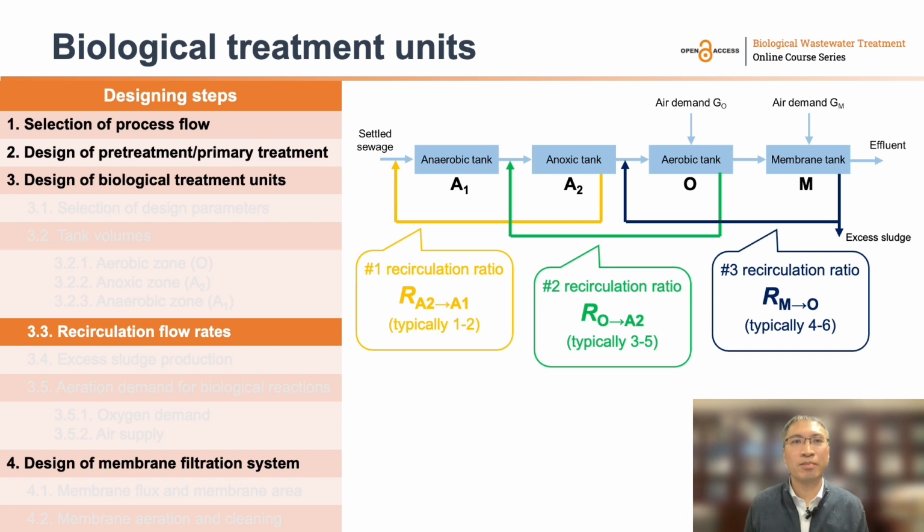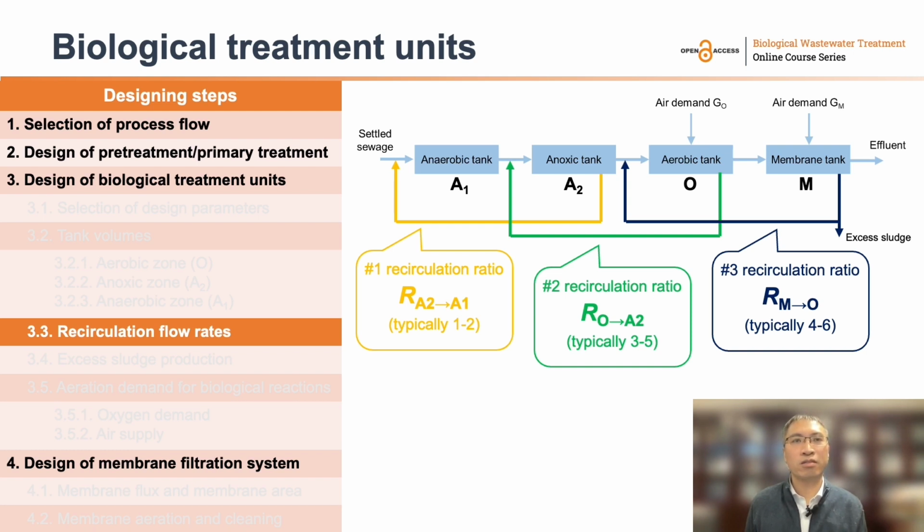Thirdly, the mixed liquor in the membrane tank needs to be recirculated to the aerobic tank to avoid overconcentration of solids in the membrane tank. The recirculation ratio is recommended to be 4 to 6, such that the MLSS concentrations in the membrane tank and the aerobic tank are at a ratio of about 1.2 to 1 according to mass balance.